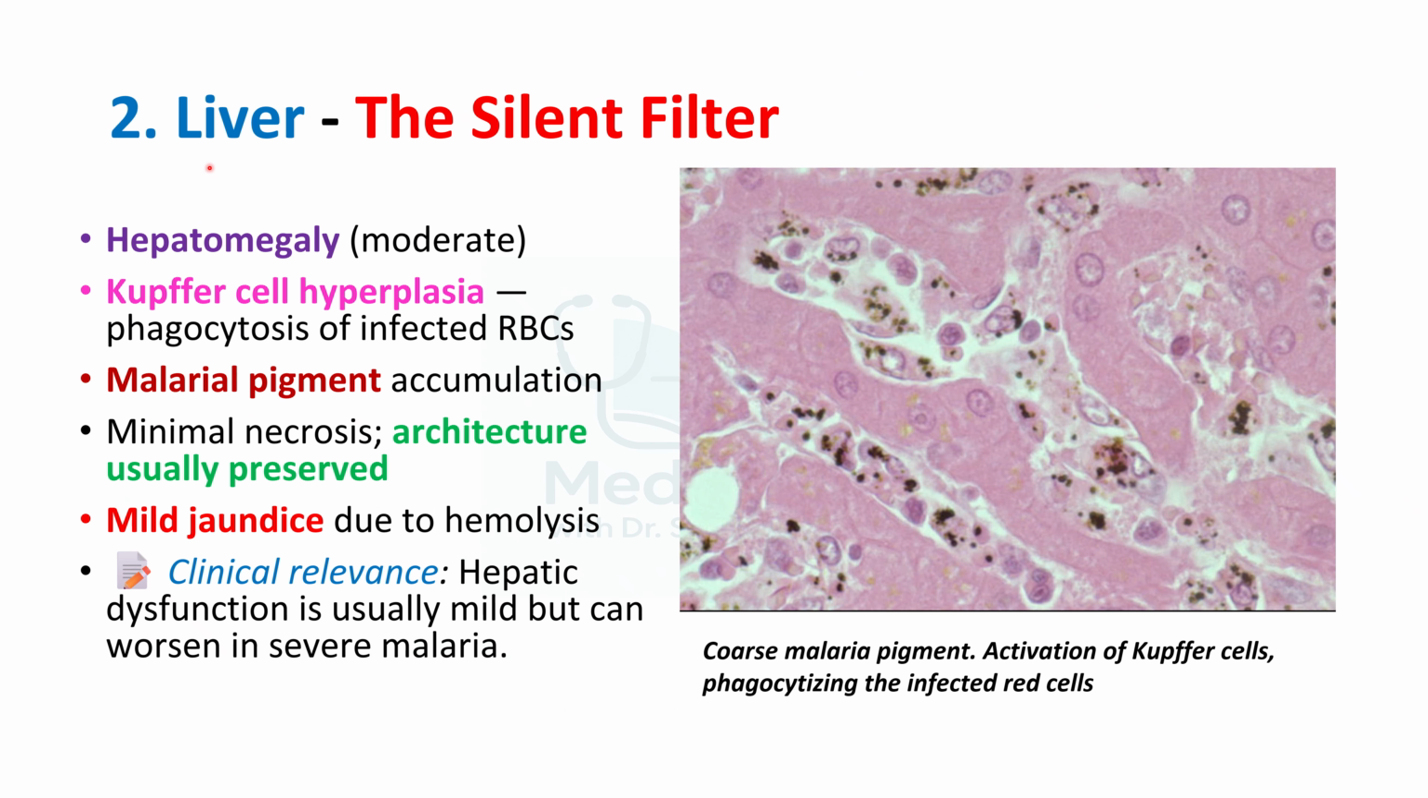The liver also pitches in. It becomes moderately enlarged, which causes hepatomegaly. Kupffer cells, which are the liver's resident macrophages, become hyperactive, gobbling up infected RBCs. Pigment deposits give the tissue a brownish tint. Necrosis is minimal. Architecture usually remains preserved.